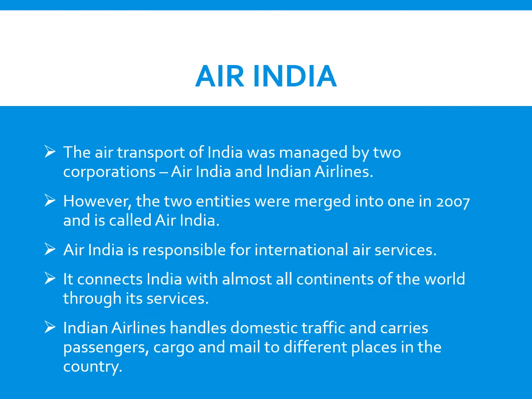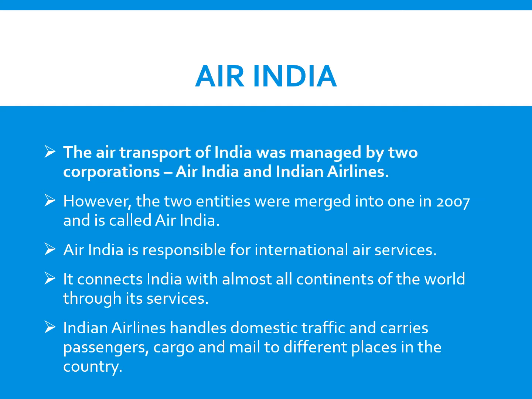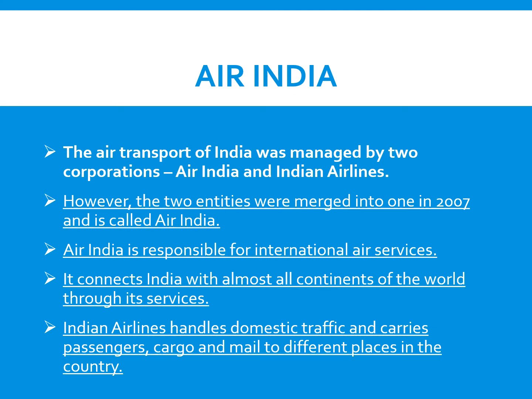Coming to Air India, the air transport of India was managed by two corporations, Air India and Indian Airlines. However, the two entities were merged into one in 2007 and it is called Air India. Air India is responsible for international air services. It operates from international airports at Delhi, Mumbai, Kolkata, Chennai, Tiruvananthapuram, Bangalore, Hyderabad, Panaji, Kochi, Amritsar, Guwahati and Ahmedabad. It connects India with almost all the continents of the world through its services.